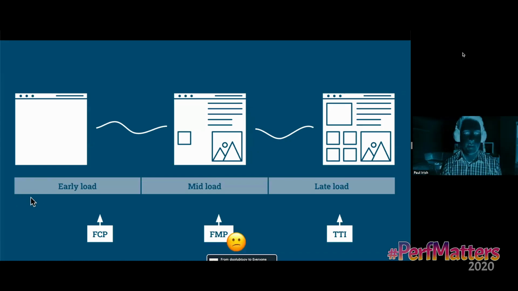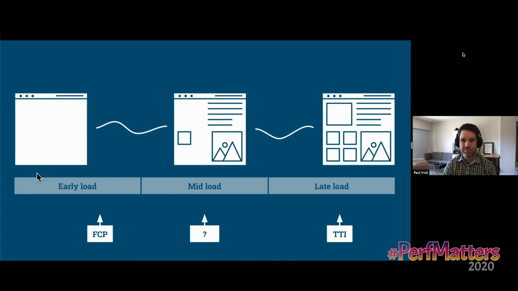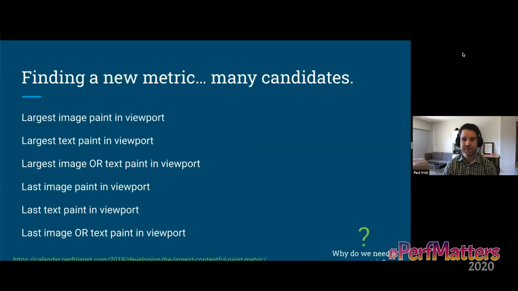Okay, so bringing that back. Right, so we're back here, and FMP is out. So what's in? Well, the Chrome Speed Metrics team evaluated a lot of candidates for metrics, a lot of things that we could consider that try and track this. And there's a good amount of possibilities.